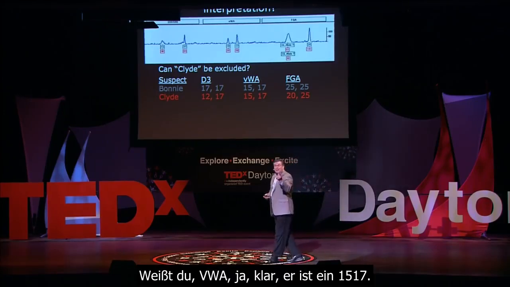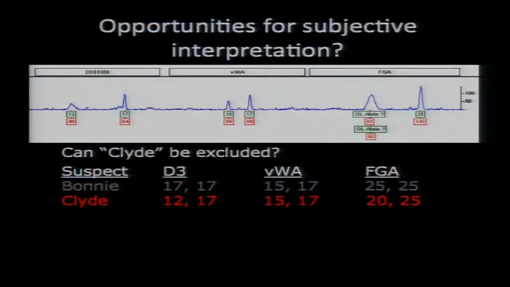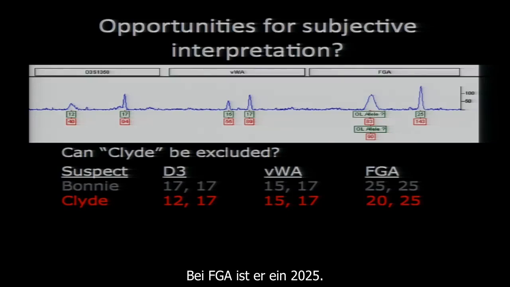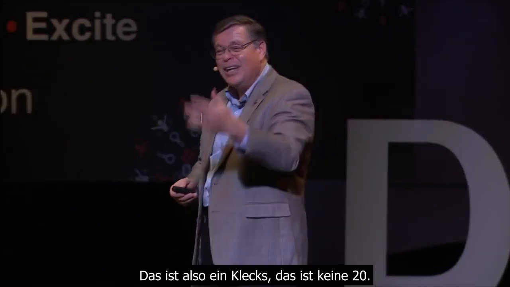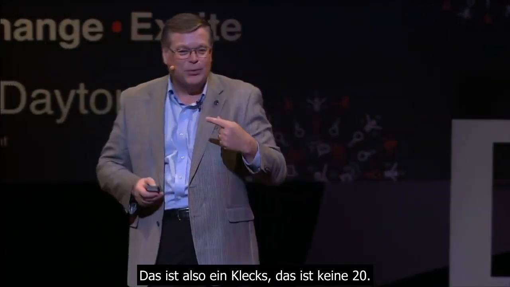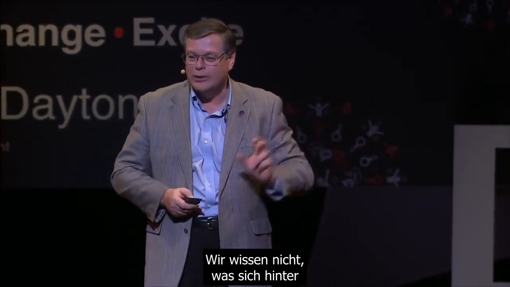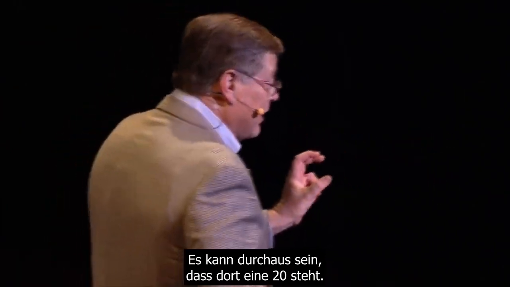Oh, good to know. You know, VWA, yeah, sure, he's a 15, 17. That's just what we see in the evidence sample. At FGA, he's a 20, 25. I accept the 25 is there, but that's not a 20, is it? That's a blob. We all know that, right? So that's a blob. That's not a 20. And the analysts will tell me, no, but you don't understand, apparently, that's a dead spot. We don't know what's behind that 20, that blob. There may well be a 20 there.